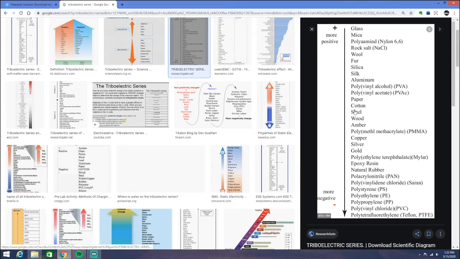Here's a really good image right here. If you look over here on the right, we have wool. Wool is more at the top of the triboelectric series, meaning it wants to be more positive. It wants to give away its electrons. As you keep going further down, you'll see rubber. Rubber's near the bottom of this triboelectric series, meaning it wants to take more electrons, more negative charges. So it wants to be more negative than the wool it is interacting with.